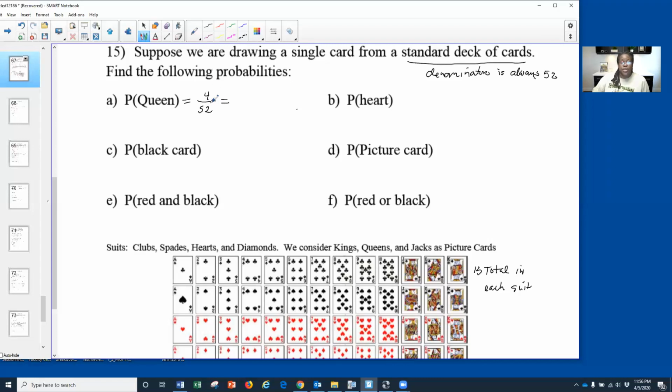But we're going to reduce it here. 4 goes into 52 how many times? 4 goes into 4 one time. 4 goes into 52 13 times.